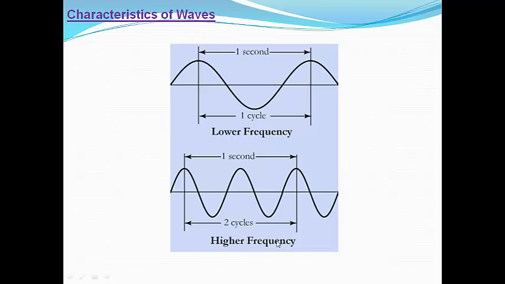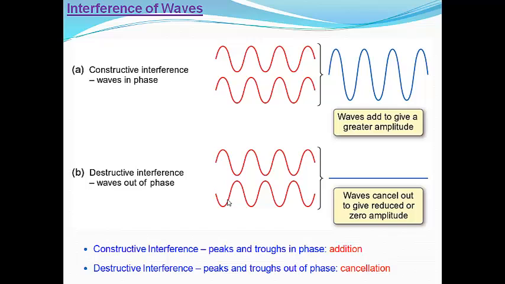And this essentially shows us in particular that as frequency increases, the wavelength decreases, because the distance between here and here is lower than the distance between here and here, still within the same 1 second. And if we were to have 3 cycles or 4 cycles within the 1 second, we would have a much higher frequency and the wavelength would be much smaller.